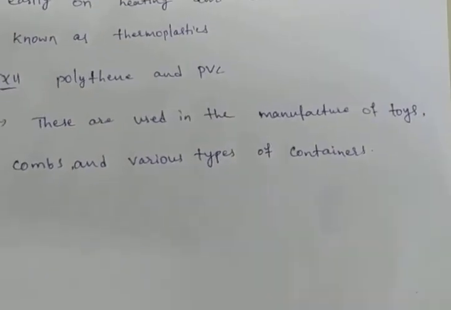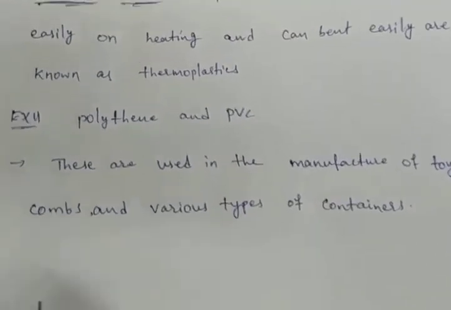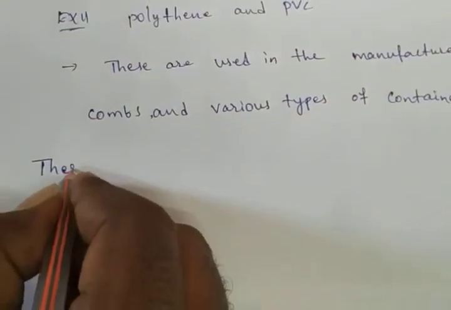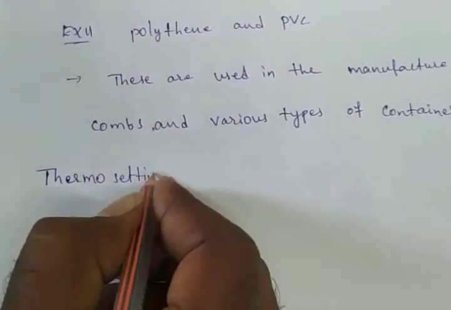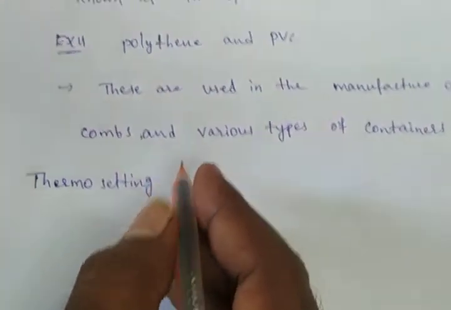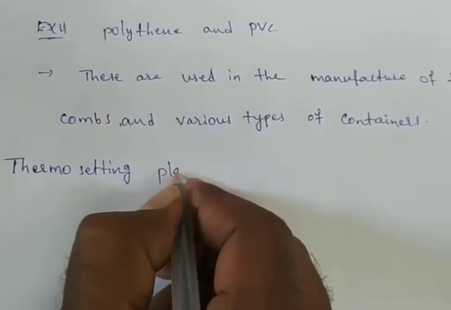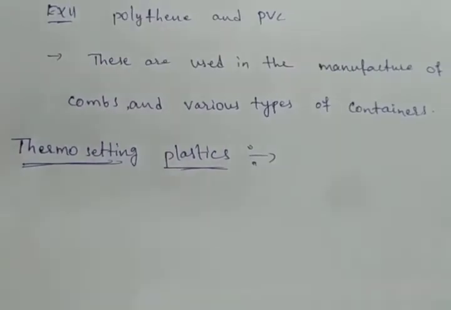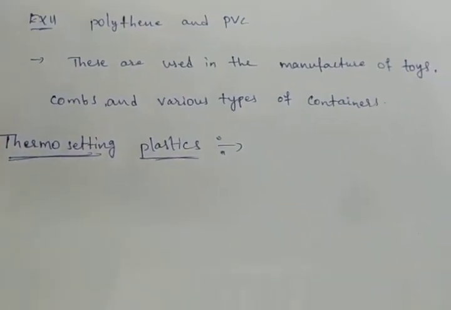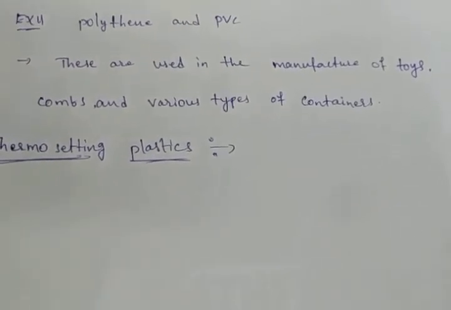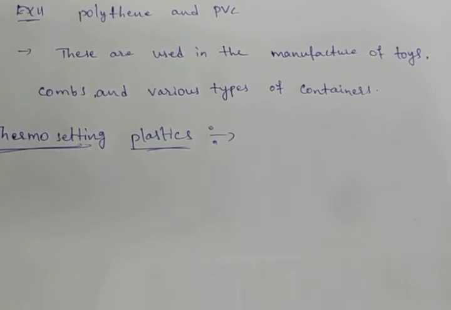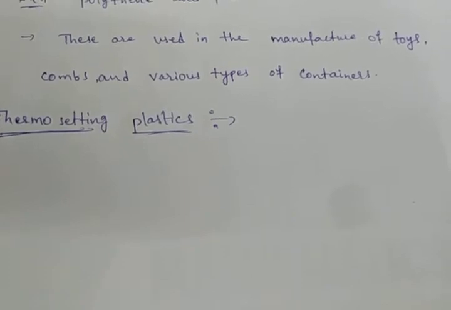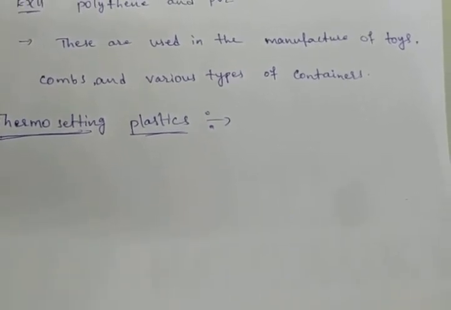And next one is thermosetting plastics. First one is thermoplastics, second one is thermosetting plastics. What are thermosetting plastics? How can you define thermosetting plastics? The plastics which when molded once cannot be softened by heating are called thermosetting plastics. Examples of thermosetting plastics are bakelite and melamine.